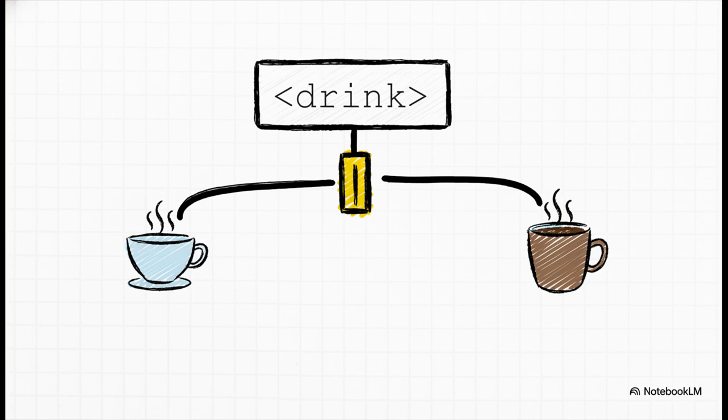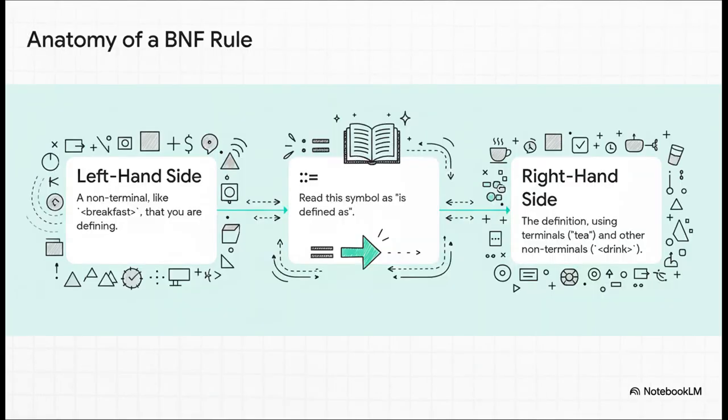But wait, what in the world is a drink? Our rulebook isn't finished yet, so we add another rule. The non-terminal drink is defined as either the literal word tea or, and that's what that vertical bar means, it's a choice, the literal word coffee. And boom, just like that, with these two little rules, our formal grammar now allows for exactly two valid breakfasts: tea and biscuit or coffee and biscuit. No confusion.